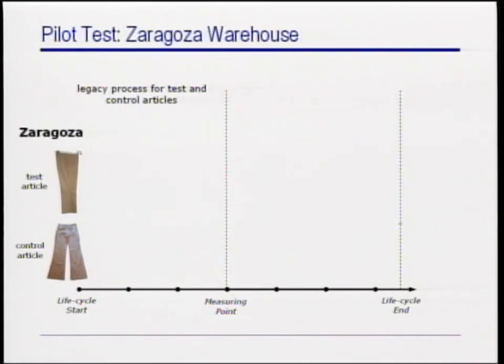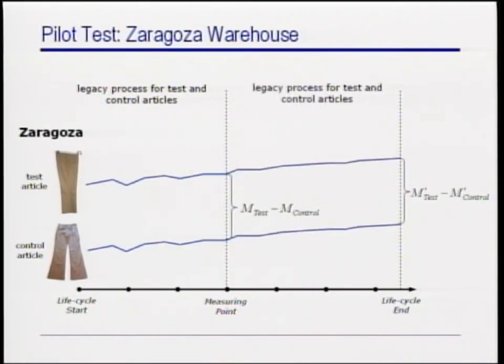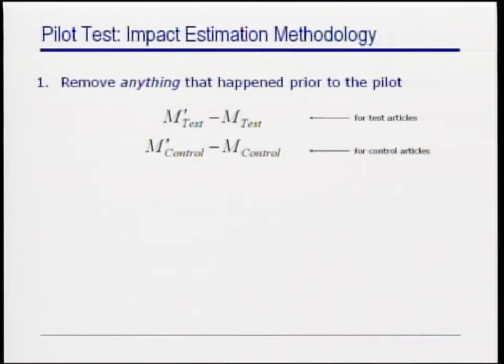We followed the same steps simultaneously in Zaragoza, except that the legacy process was used throughout the entire life cycle for both the test and the control articles. Once the pilot was over, to estimate the impact on each metric, we used a well-established and accepted methodology in event studies called difference in differences, which I describe next.